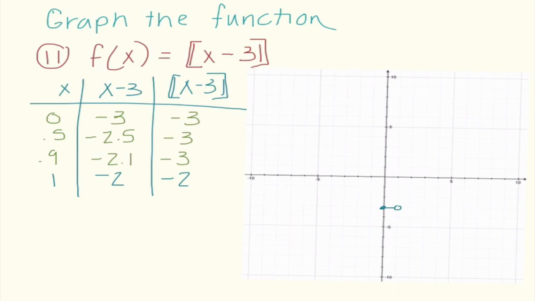As soon as I hit negative 3, it jumps up, and I can start to see a pattern here where it's going to change every single step. So from 0 to 1, it's going to be an output of negative 3. From 1 to 2, it's going to be an output of negative 2. From 2 to 3, it's going to be an output of negative 1. I can keep going in either direction, but this is all I really need to be my final answer.